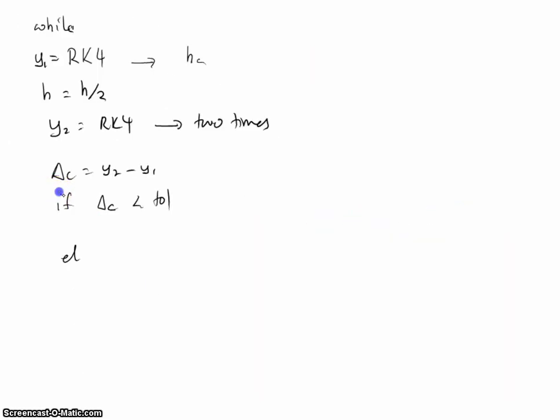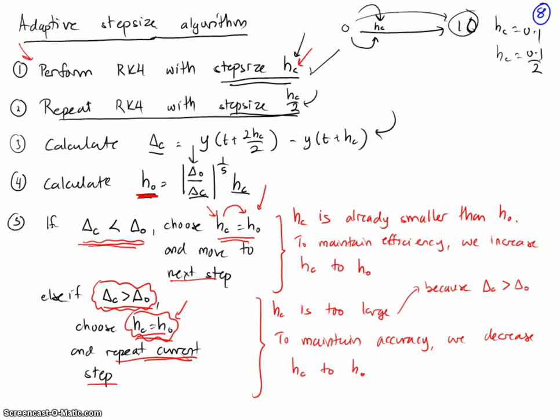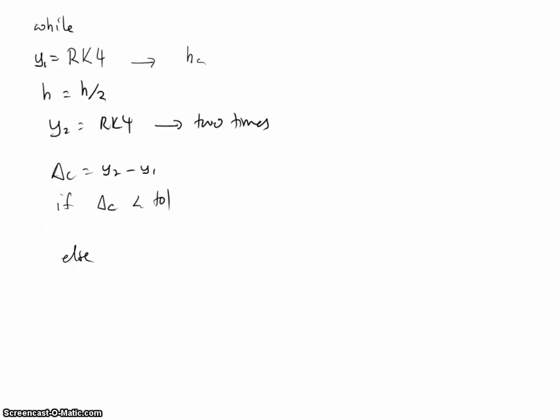And of course, you have the else statement where your delta C is going to be larger than your tolerance. So in this case, you need to again change your HC to your H0. Now, in the case when this condition is satisfied, it means that your HC is actually small enough such that the error estimate is smaller than your tolerance.